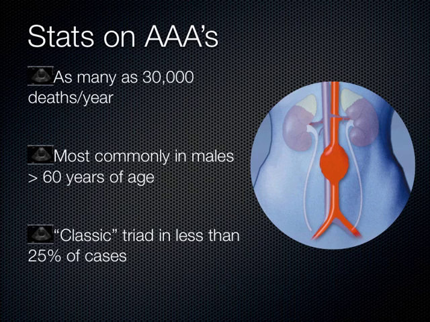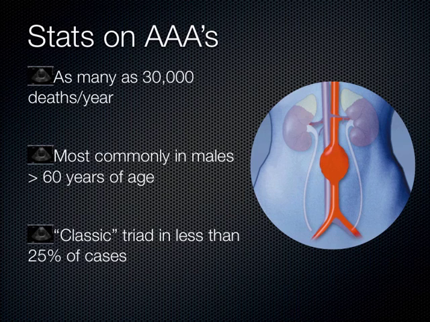And there's this classic triad: somebody comes in with abdominal pain, hypotension, and then when you examine them, they have a pulsatile abdominal mass. That classic triad is only present 25% of the time. You're going to find all kinds of things that are classic in medicine that are not actually useful.